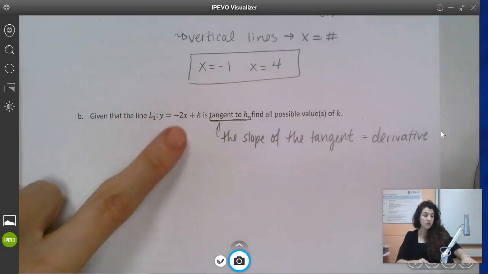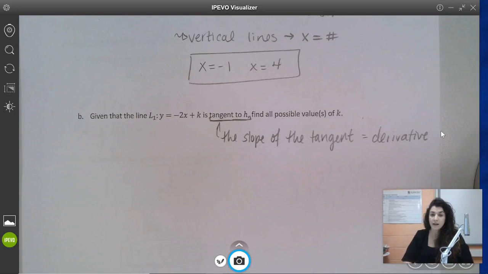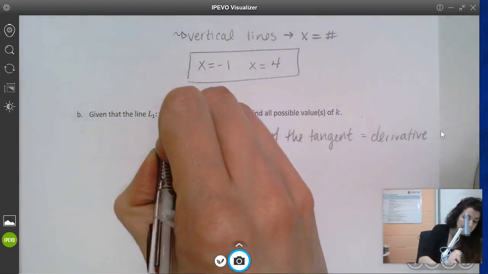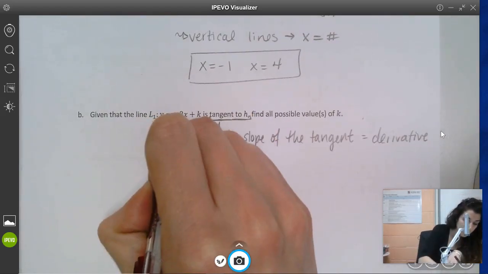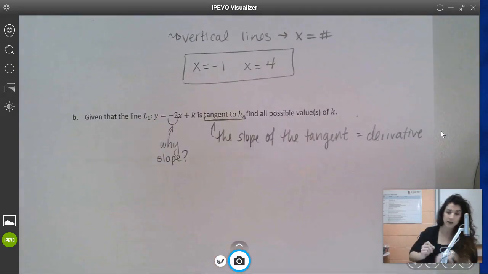So you could look at this equation and you're like, how on earth would I find all the values of k? I'm just told that it's tangent to the graph. Well, you are told more than just that it is tangent to the graph. You aren't missing all of the pieces of this equation. You're missing only one piece of the equation. So why did they give you the slope of the tangent line?